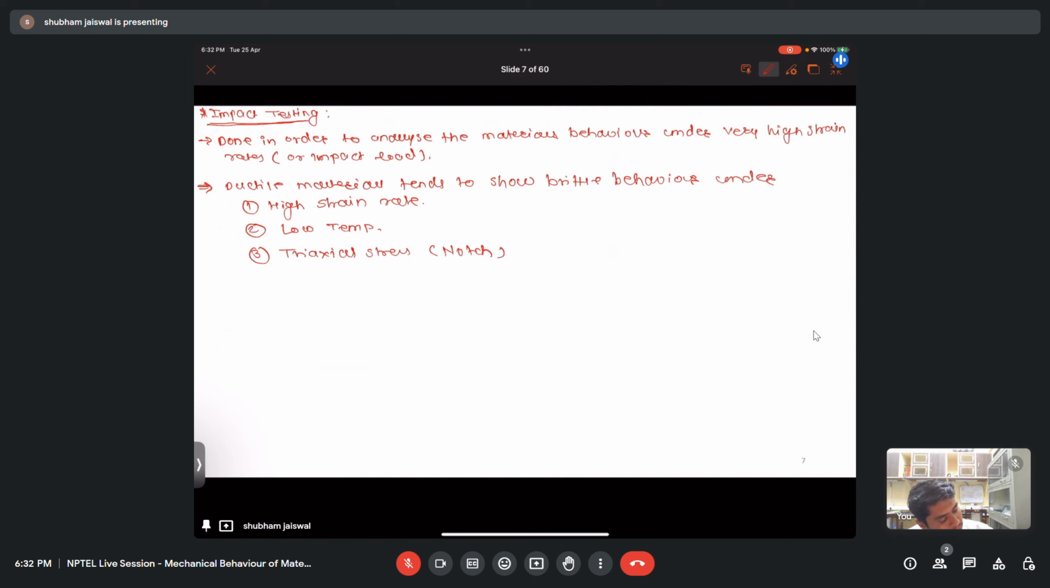Okay, so we'll get a notch toughness or impact toughness. So how do we calculate? That is, if we are impacting some material, then the energy before impact is equal to energy after impact, and from that height difference we'll calculate the toughness value.